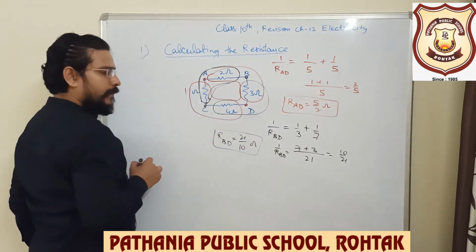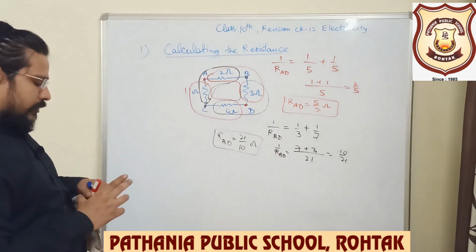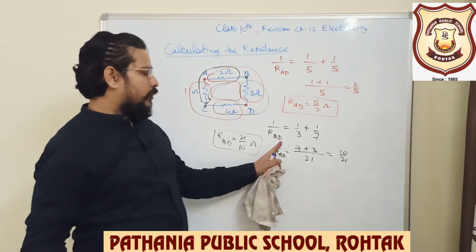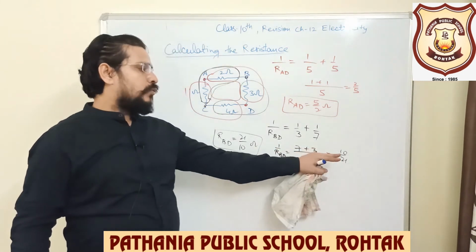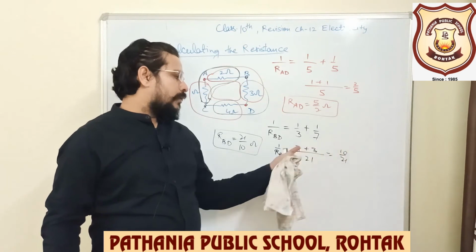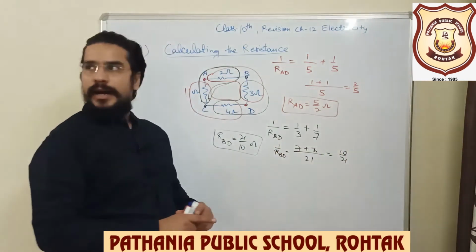And please take care, many times students make this mistake. They calculate the value of 1 by RBD and they write it as the value of RBD, and they forget to invert the value, because in parallel it is 1 by RBD.